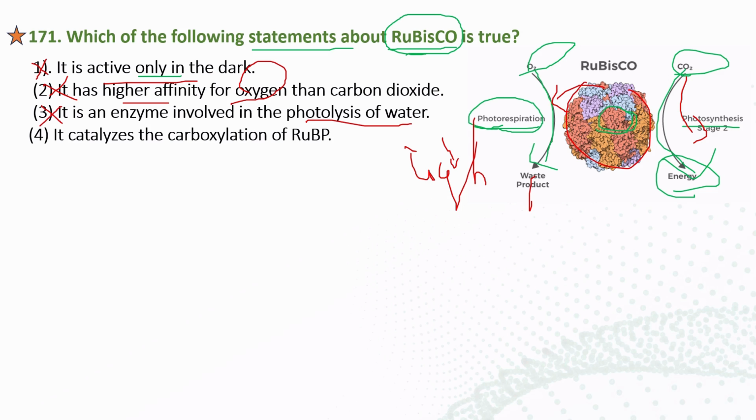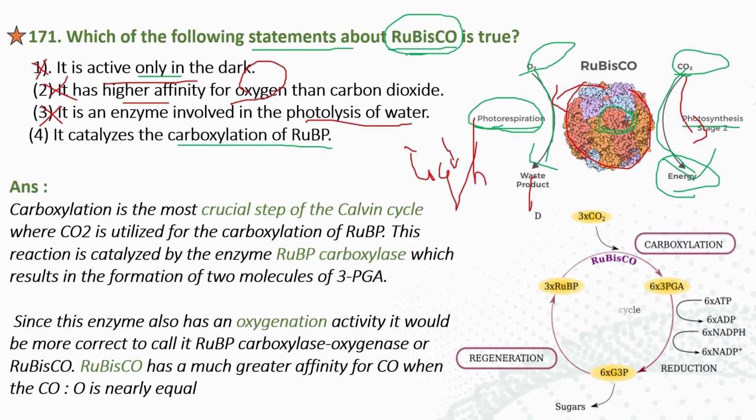If we move on to the last option, that is it catalyzes the carboxylation of RuBP. We know that. If you see the Calvin cycle, there are three stages: carboxylation, reduction and regeneration. In carboxylation, it will convert these RuBP (ribulose bisphosphate) molecules to phosphoglyceric acid molecules with the help of carbon dioxide. So this Rubisco enzyme mainly plays a role in the carboxylation of RuBP to phosphoglyceric acid. This is the main role of Rubisco, and this statement is true.